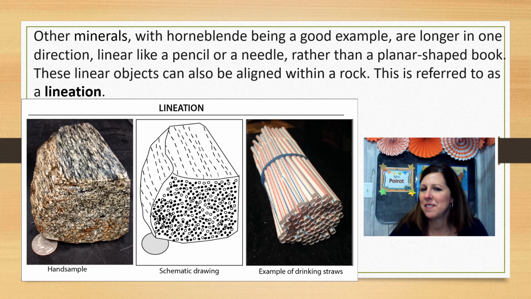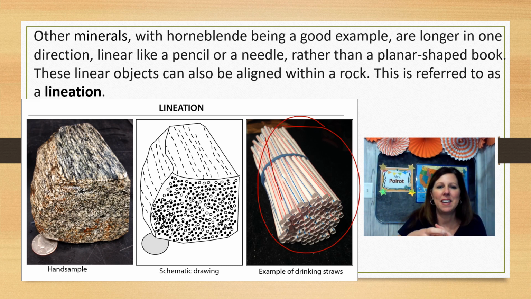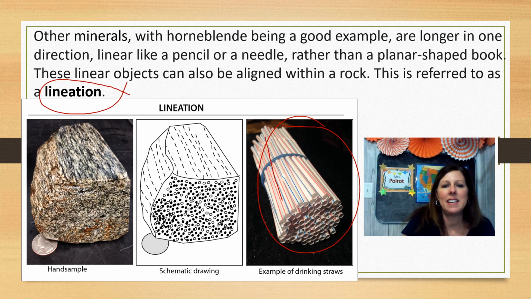And this is some extra information. Again, it's not in your book, but you guys are so smart, I wanted you to know it anyway. This is what's called lineation, where almost like straws kind of group together. They form kind of like a pencil or needle, and sometimes rocks are aligned in this way. And when they are, we refer to that as lineation.